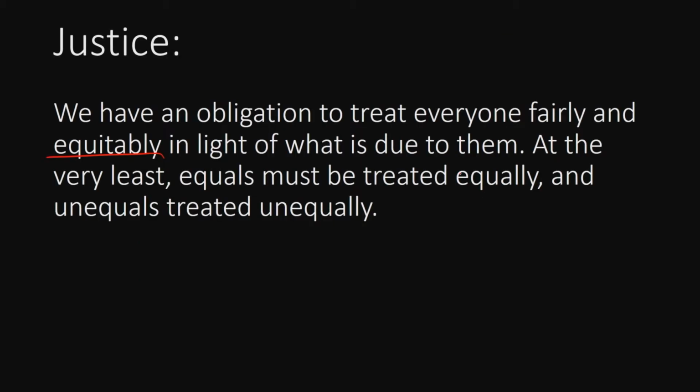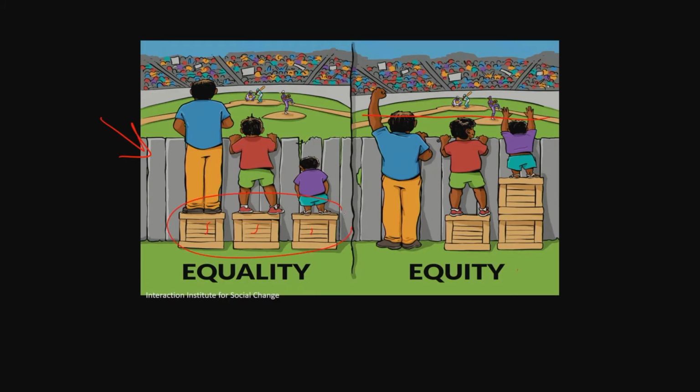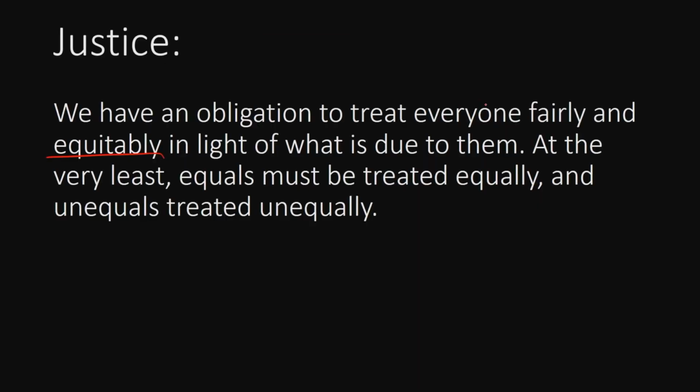So the idea is equals need to be treated equally. If they were all the same height, we would give them all the same box, but because they're not all the same height, we have to treat them unequally to make sure that they all get the same outcome. In justice, that's super important, and we have an obligation to fulfill that as healthcare providers. That means that people who need the most care get the most care, and the people who need less care get the care that they need, so that at the end of the day we can all be on the same playing field in terms of healthcare standards.